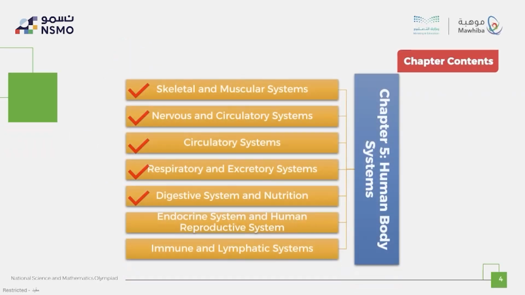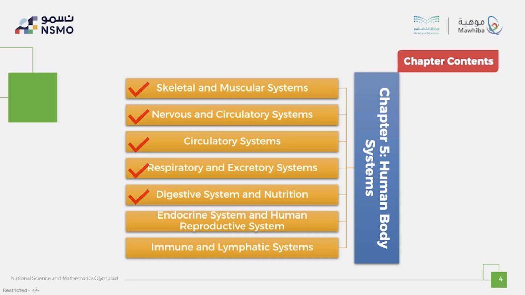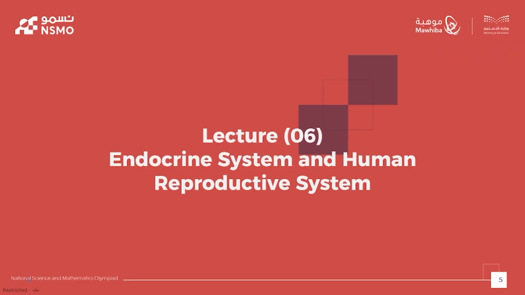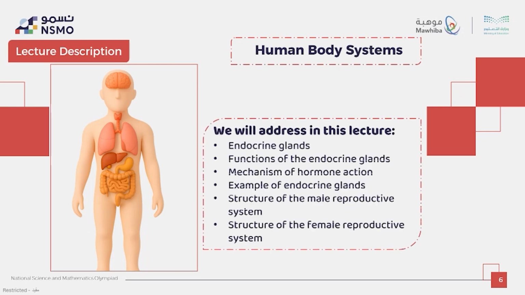Look at the table. We have completed several systems. Our focus today is on the endocrine system and the human reproductive system. So stay tuned. This is our sixth lecture. We will study the systems that control growth, development, and reproduction: the endocrine system and the human reproductive system. Our goals are clearly defined. We will cover the endocrine glands and their functions, the mechanism of hormone action, and the structure of the male and female reproductive systems.